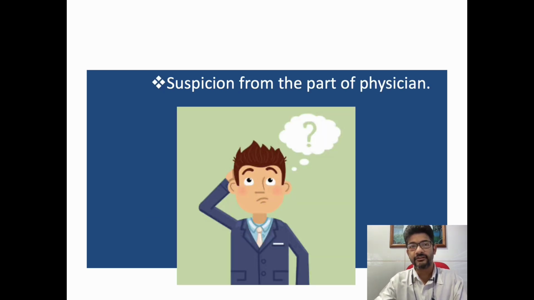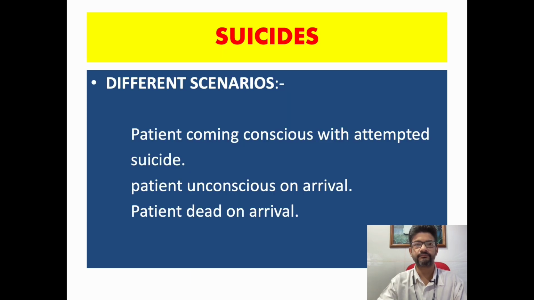Then comes suspicion on the part of the physician that the history is conflicting, maybe the history of the bystander and the patient is conflicting, or the patient himself or herself keeps on changing the history. In those circumstances, or if you have a suspicion that the history is not reliable, in those cases also you have to intimate the particular case to the police.